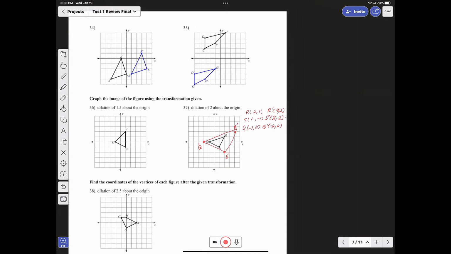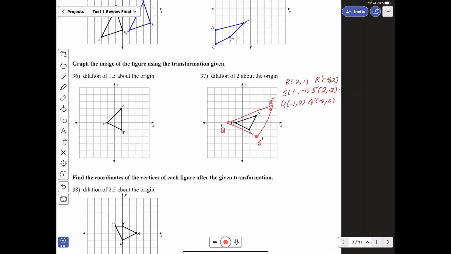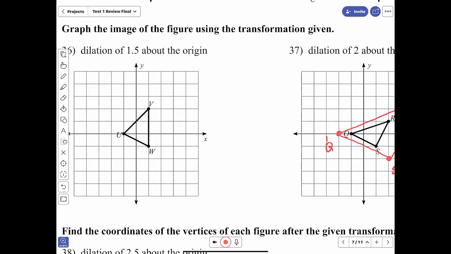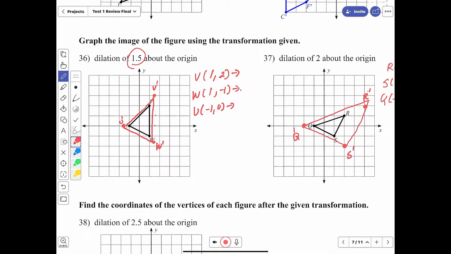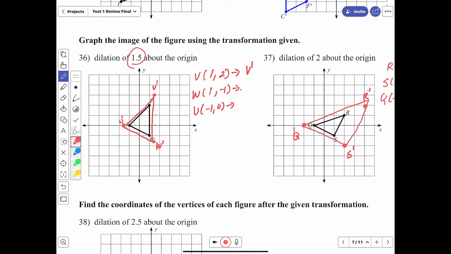So what you have to do is multiply each of the coordinates by 1.5. So for example, 36, I'll kind of set it up for you. We're going to do number 36. We know that V prime is going to be enlarged by a factor of 1.5. So 1.5 times 1 is 1.5, and then 2 times 1.5 is 3. W prime is 1.5 comma negative 1 times 1.5 is negative 1.5, and U prime is negative 1.5 comma 0, and there's the graph.